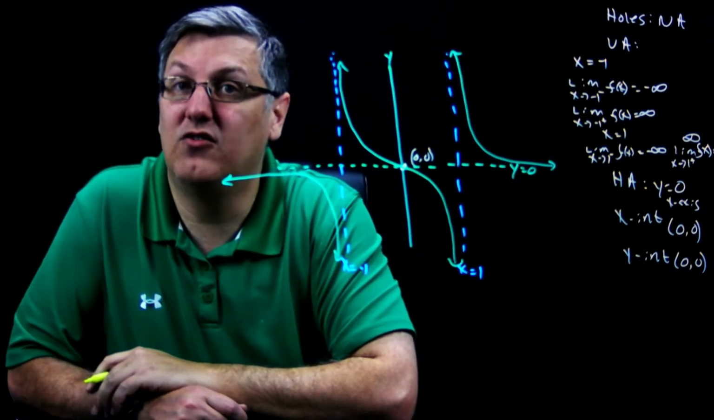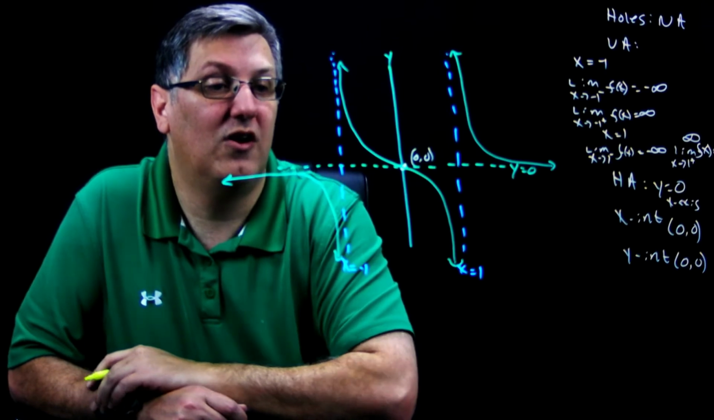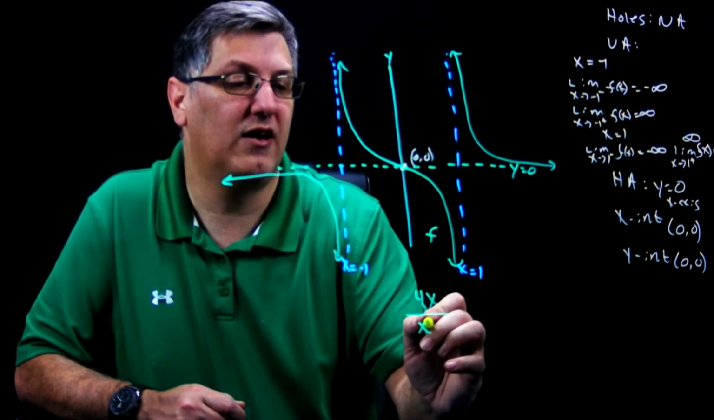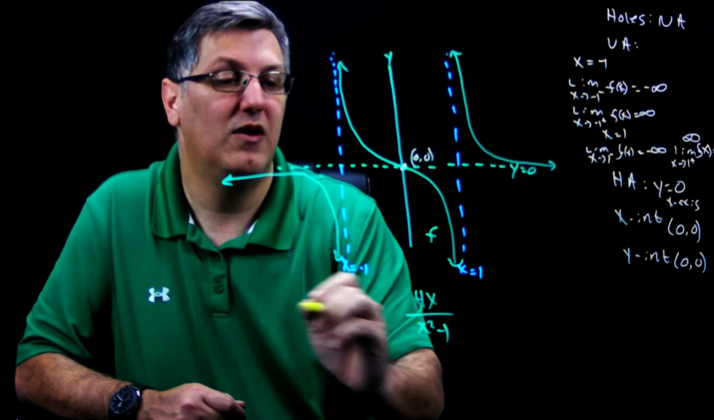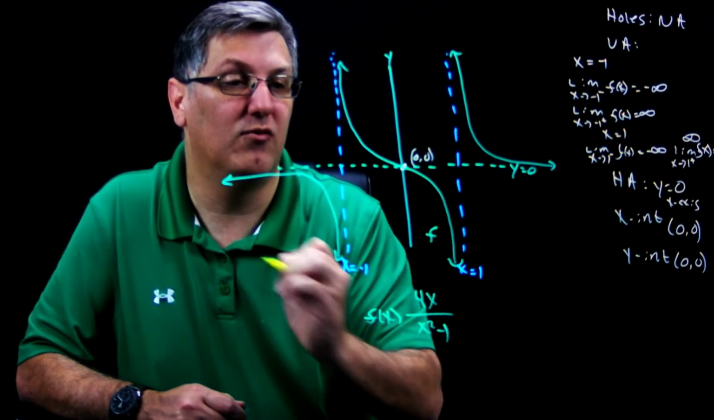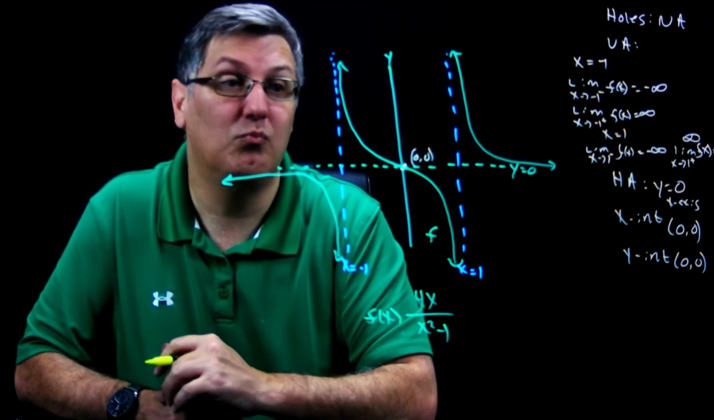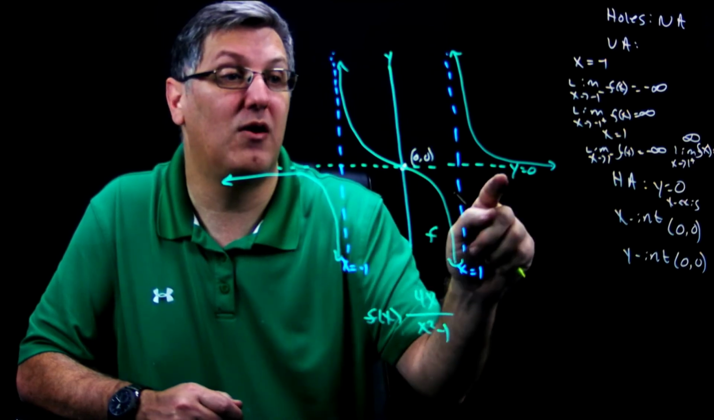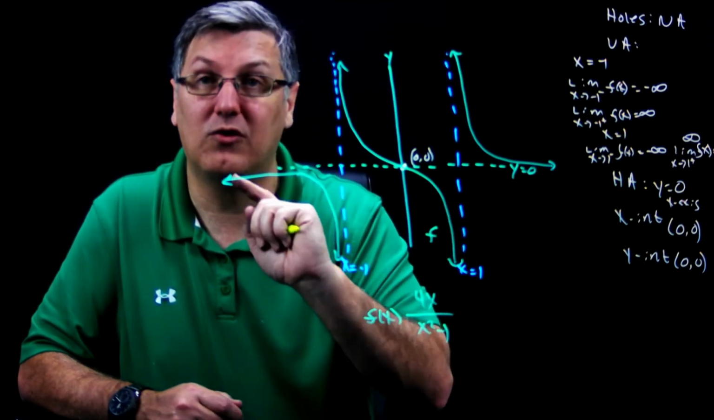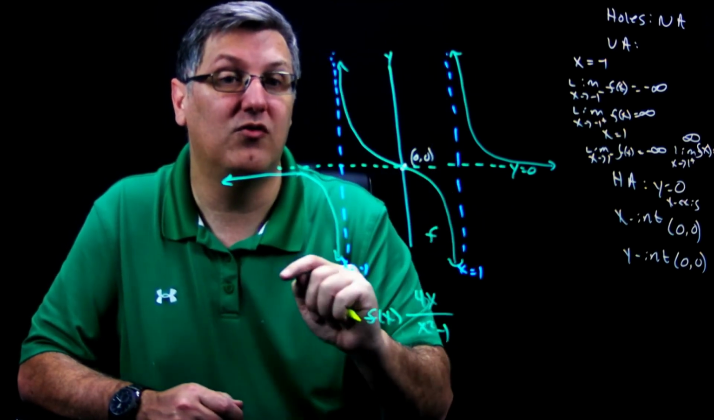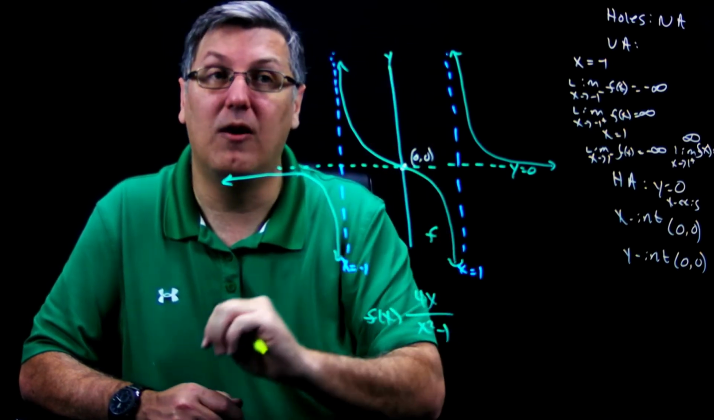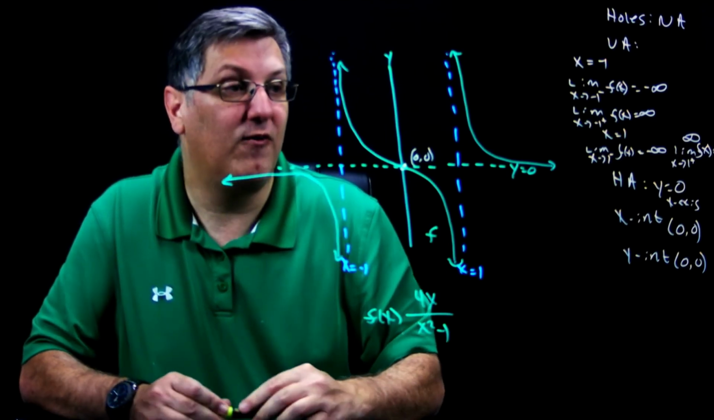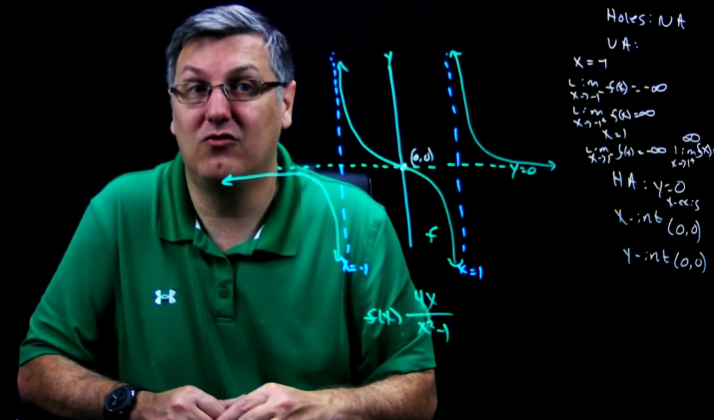And there, ladies and gentlemen, is a sketch of my function f, which was 4x over x squared minus 1. This is roughly what this graph looks like. Just a sketch, not being real precise with it, but I do have my x and y-intercepts labeled. I have my horizontal asymptote labeled and done with a dashed line. My vertical asymptotes, I have arrows stating that it's going up and down forever. And voila.